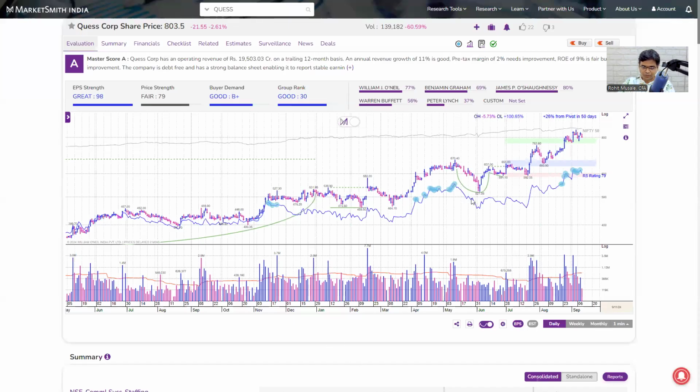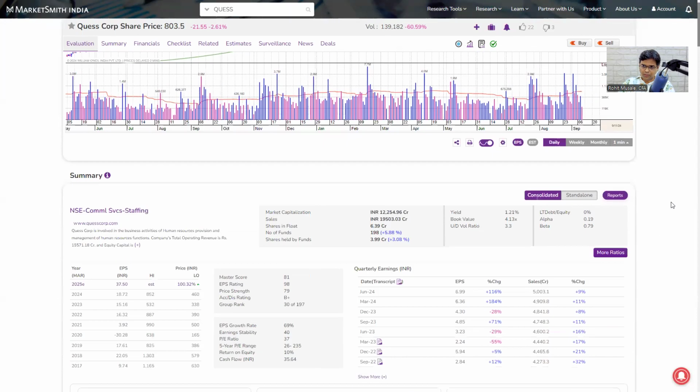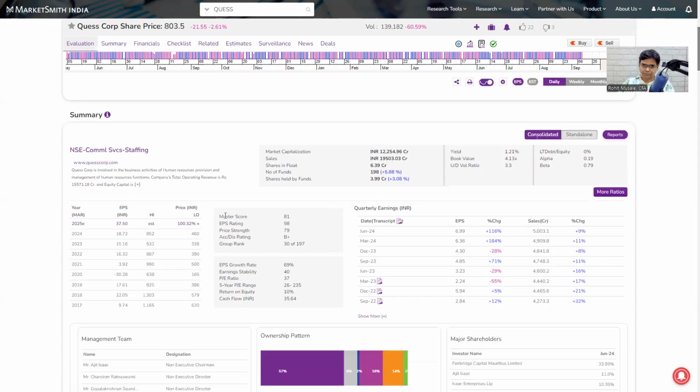Let's continue. So you scroll down. Now this much information is more than enough. Scroll down, you see, click on consolidated. You have more information here. You have the ratings here. You have the annual EPS growth.